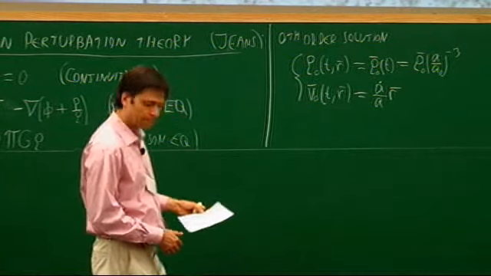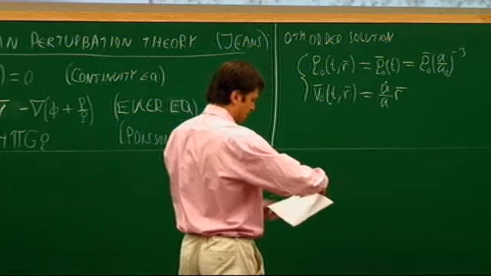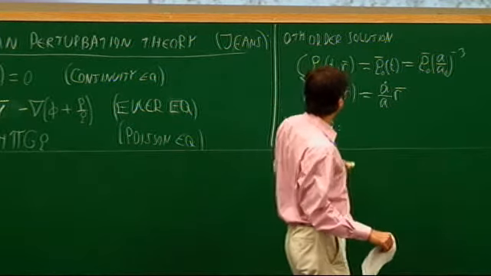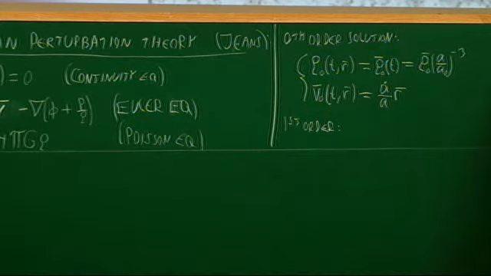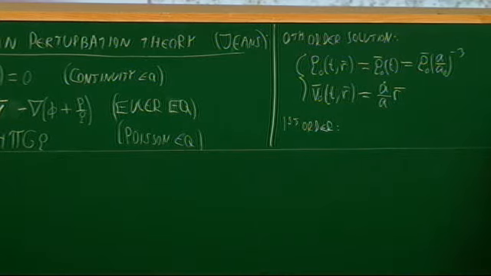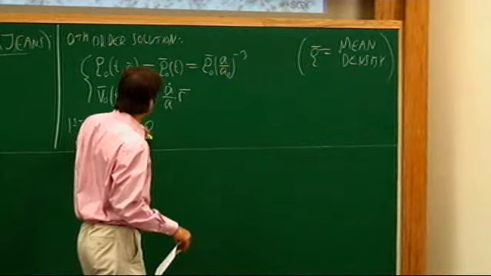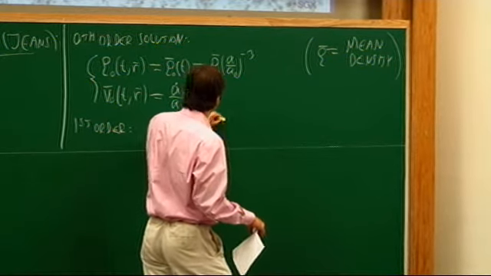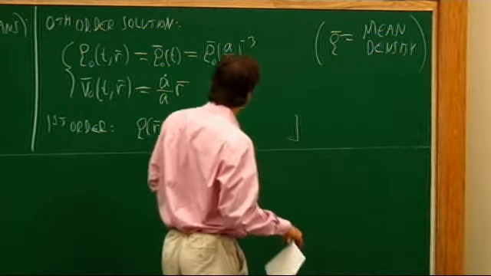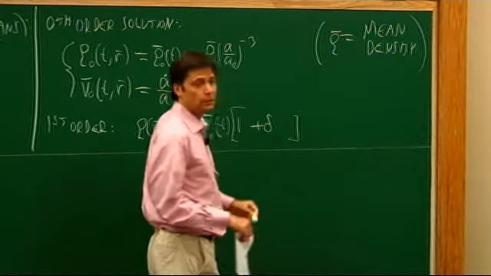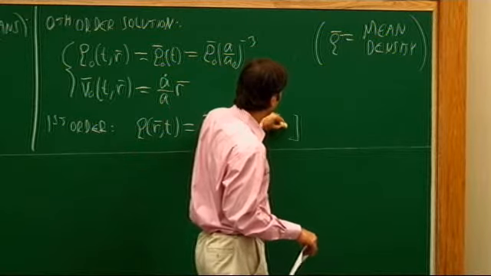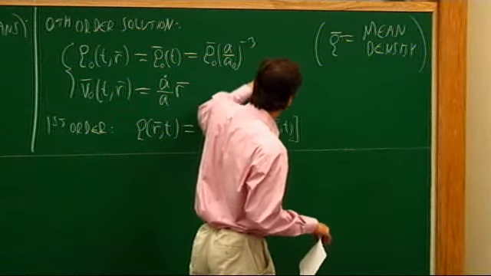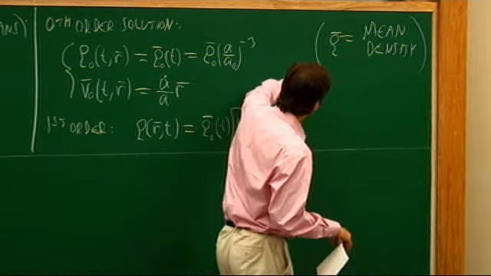Now, let's go to first order. So at first order, let's define, first of all, our notation. So rho bar is the mean density. Let's take our full density, rho, which depends on position and time, and write it as this zeroth order thing, rho bar 0, which just depends on time, times 1 plus a small correction, which we're going to call lowercase delta, not to be confused with the Dirac delta function, which depends on both position and time. Okay? This quantity we usually call the density fluctuation. And it's kind of convenient to have it be dimensionless.